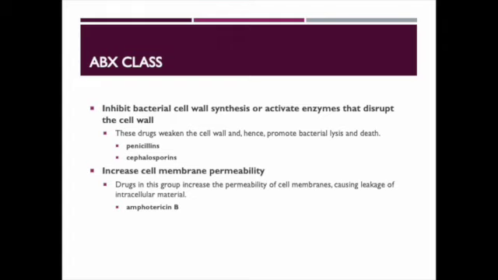Here you can see in just a little bit more detail, the classification is just breaking down further what was in the chart. These drugs are, again, by mechanism of action, inhibiting bacterial cell wall synthesis or activating enzymes that will disrupt the cell wall, promoting lysis and death. We have penicillin and cephalosporin. Ones that increase cell membrane permeability, this is amphotericin B, and they cause leakage of intracellular material. So please use the next few slides to just review and test yourselves on what was on the chart.